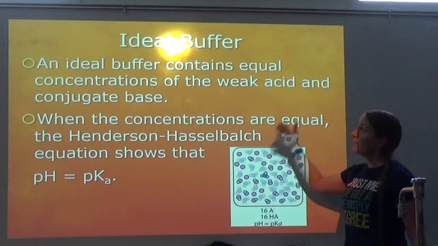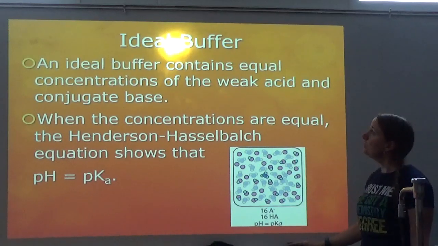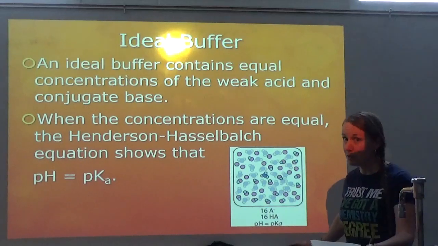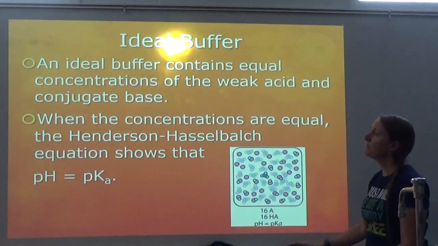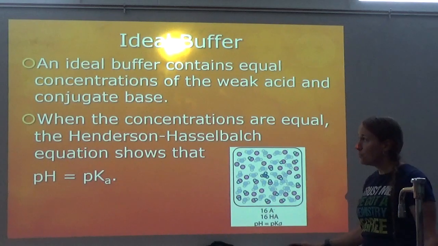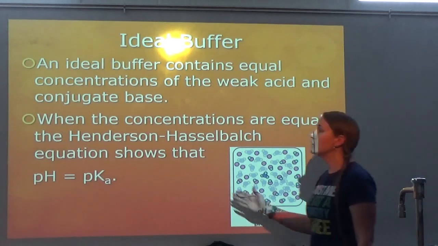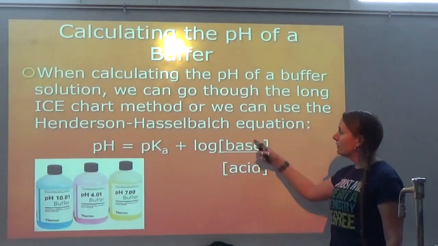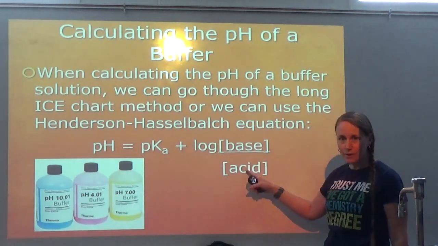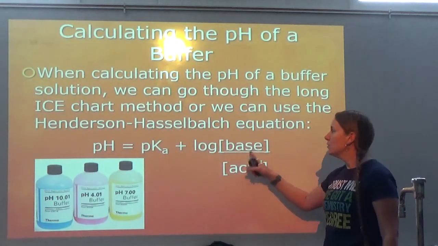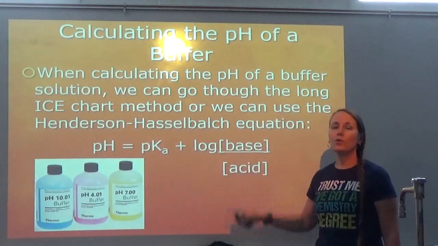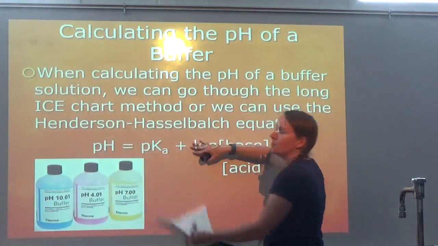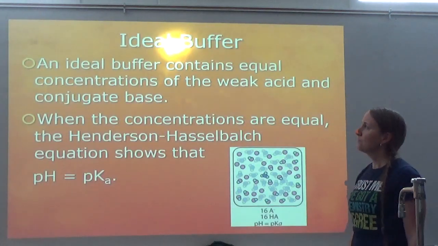An ideal buffer contains equal concentrations of the weak acid and the conjugate base. It doesn't have to, but that's just the ideal buffer. When the concentrations are equal, the Henderson-Hasselbalch equation shows that pH is pKa. So if we go back here, if these are equal, let's say it's 1 and 1, or 2 and 2, or 0.5 and 0.5, log of 1 is just 0. So if this whole thing is 0, you can see pH equals pKa.